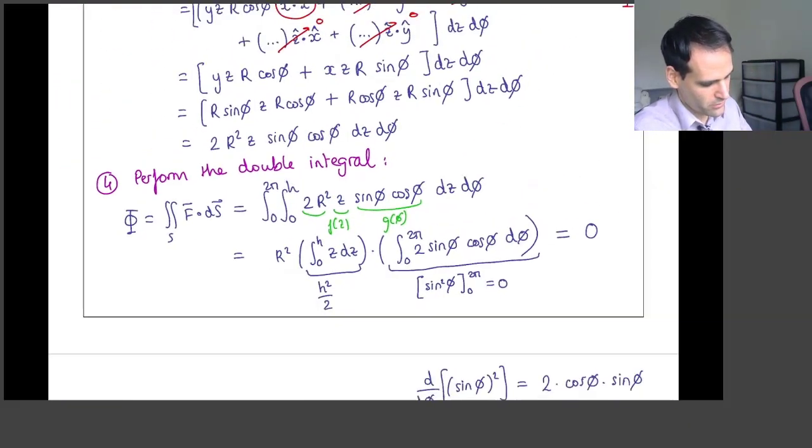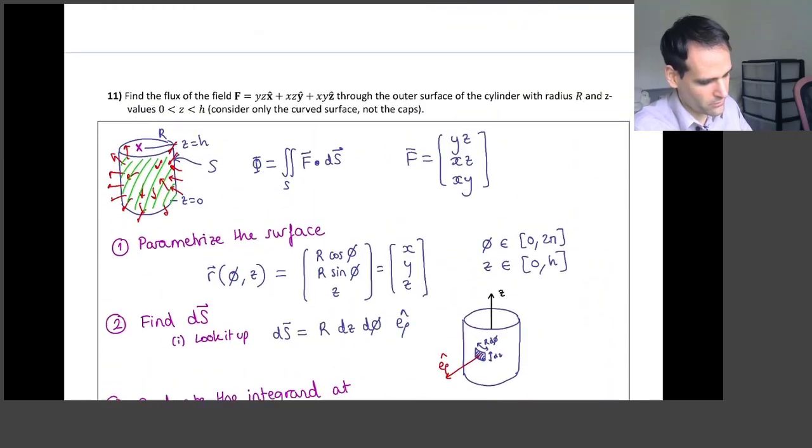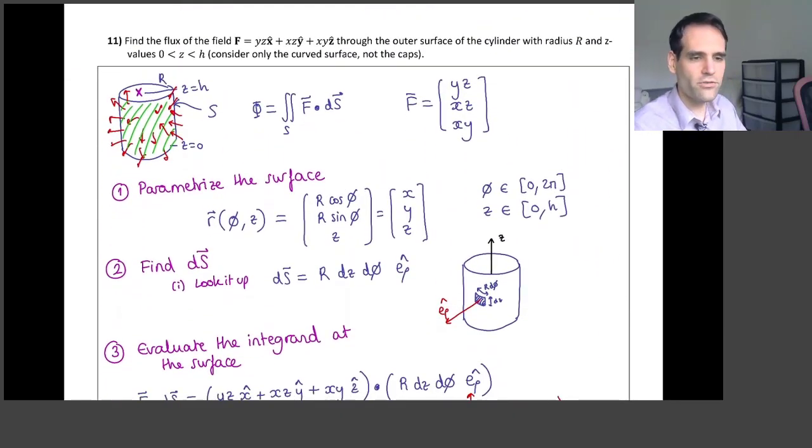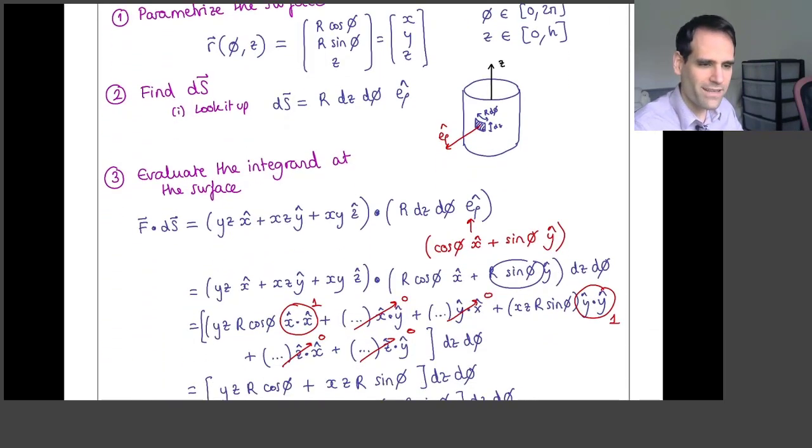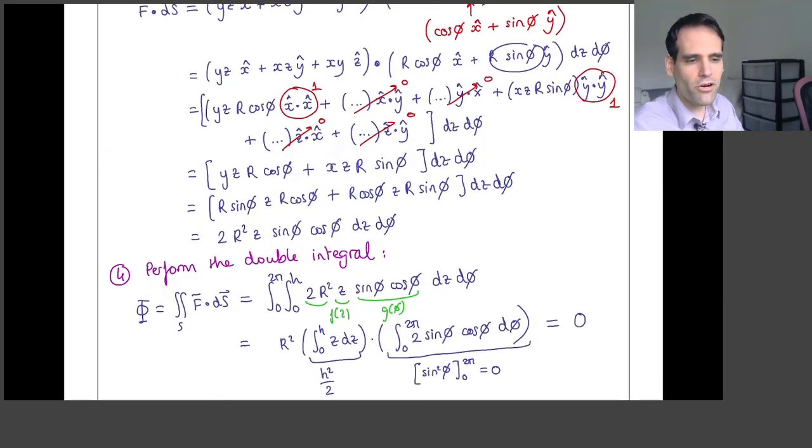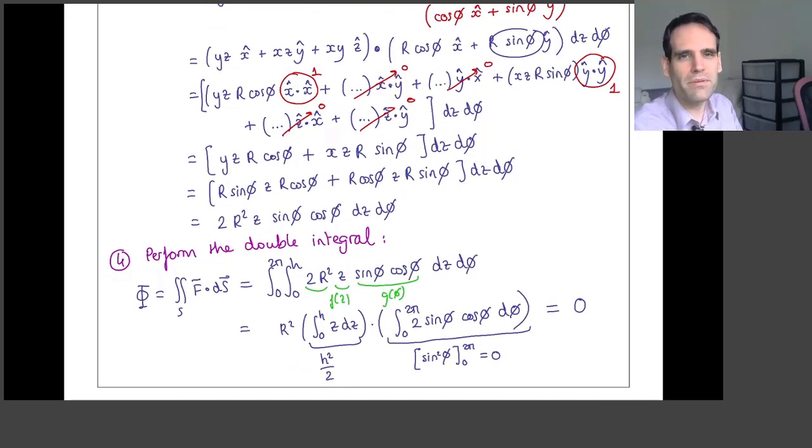And that's it. So that's a calculation of a flux integral, which was quite complex, but you see that if you follow the steps one by one, it's not difficult. Okay? You have plenty of many more problems in the problem sheets, in the PDF notes.